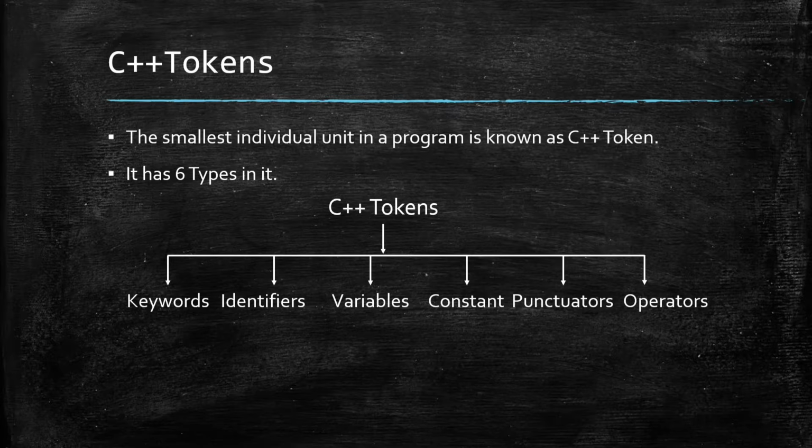So let us see what those are. Those are your keywords, identifiers, variables, constants, punctuators and operators. These are the 6 types of C++ tokens. Once again, a C++ token is the smallest individual unit in a program. It has 6 types in it. Those are nothing but your keywords, identifiers, variables, constants, punctuators and operators. Fine. So now let us learn all these one by one.